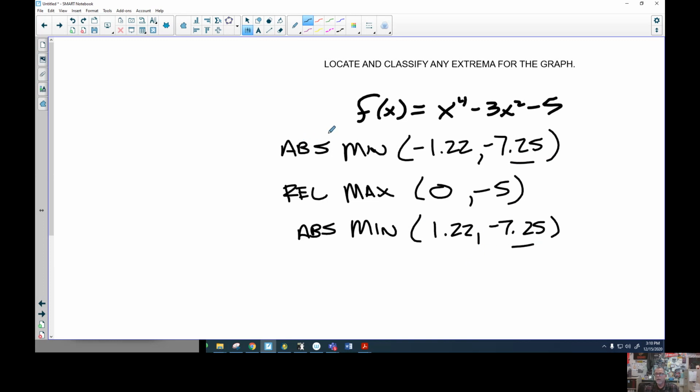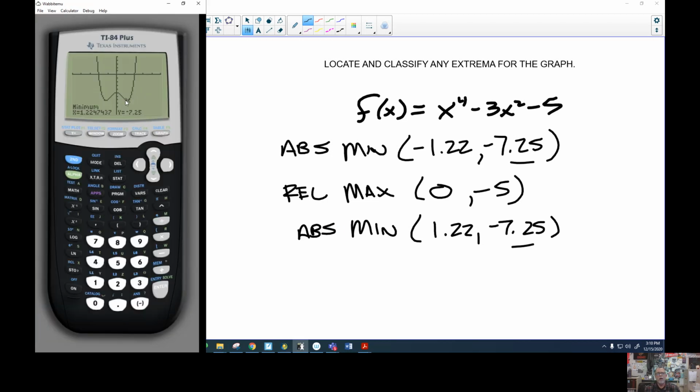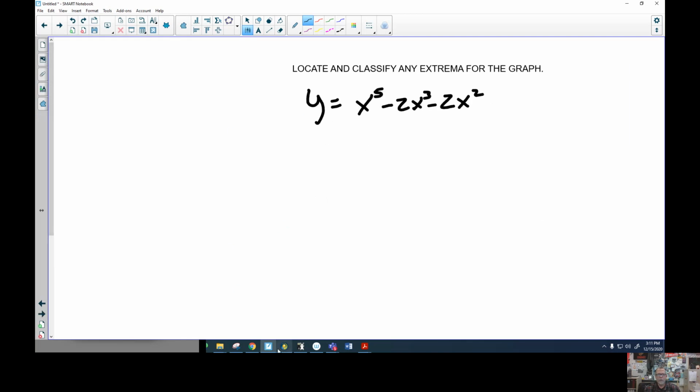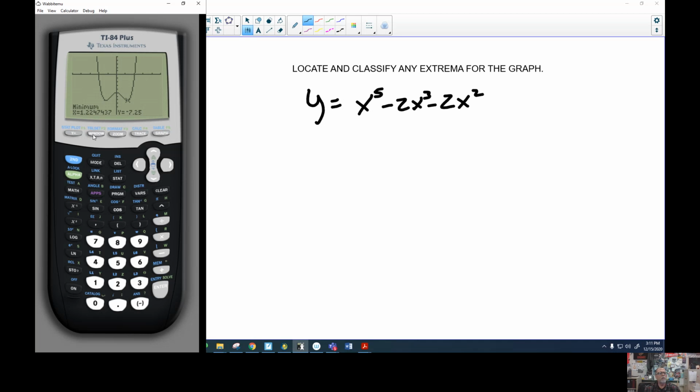All right, so we've got everything we need in terms of locating and classifying all the extrema. This graph goes on forever, and you could check, but this graph will just keep growing from this point on in each direction, right? So we've done it using our calculator. Let's do another one. Let's go to this one, and let's put this in our calculator.